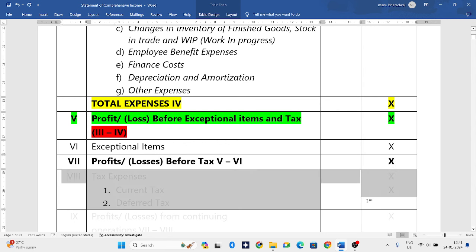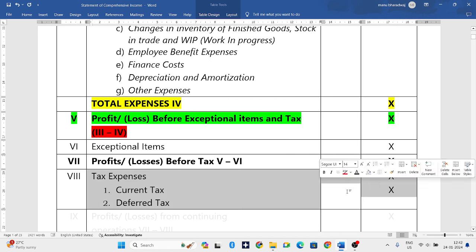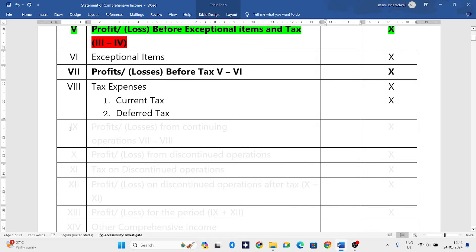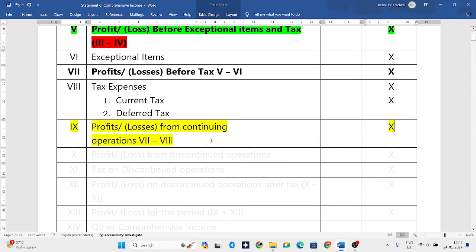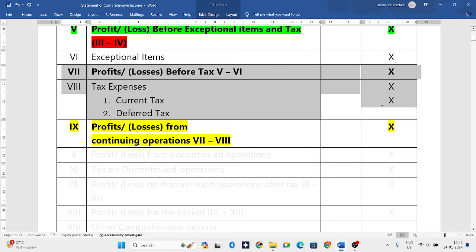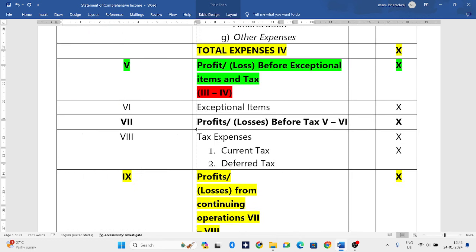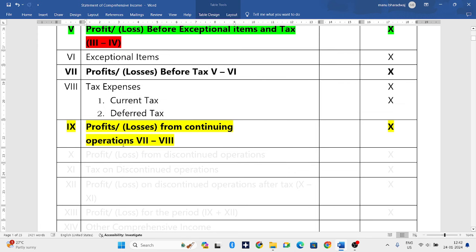For that we need to add tax expenses. Tax has to be deducted. So whatever the income tax will be there, that we have to reduce from that expenses. Then we get profits from continuing operations. If we subtract that, we get profits from continuing operations. So we have to subtract tax expenses from profit before tax. Whatever the amount we get, it will be profit from continuing operations. Profit before tax minus tax gives profit or loss from continuing operations.